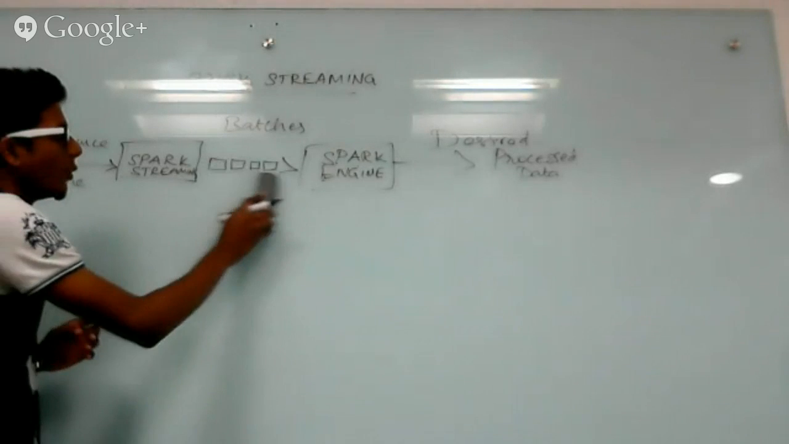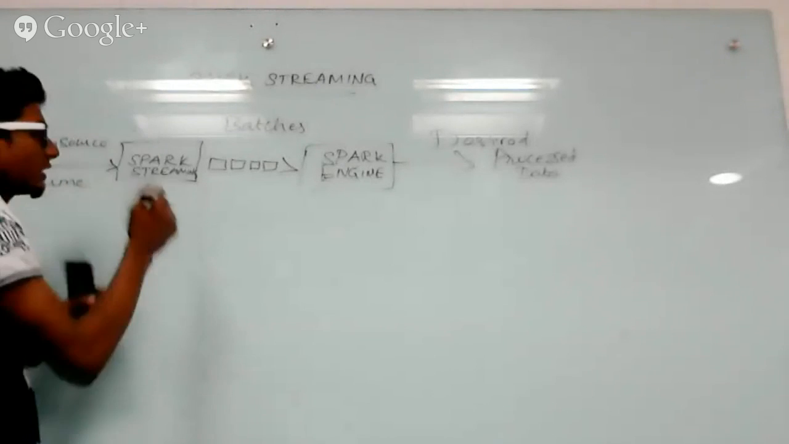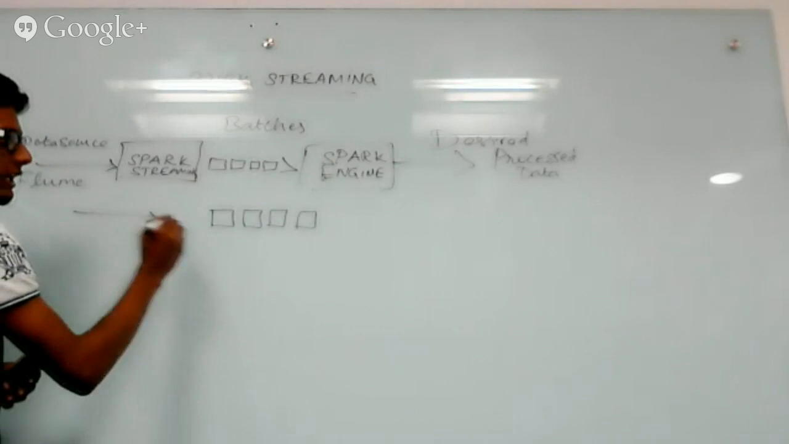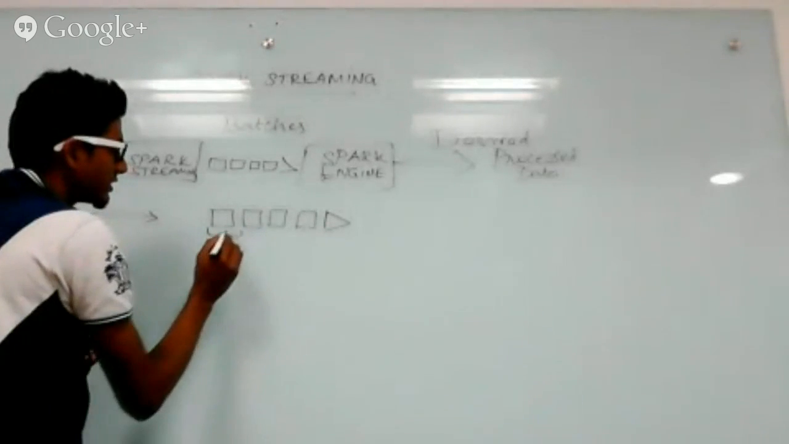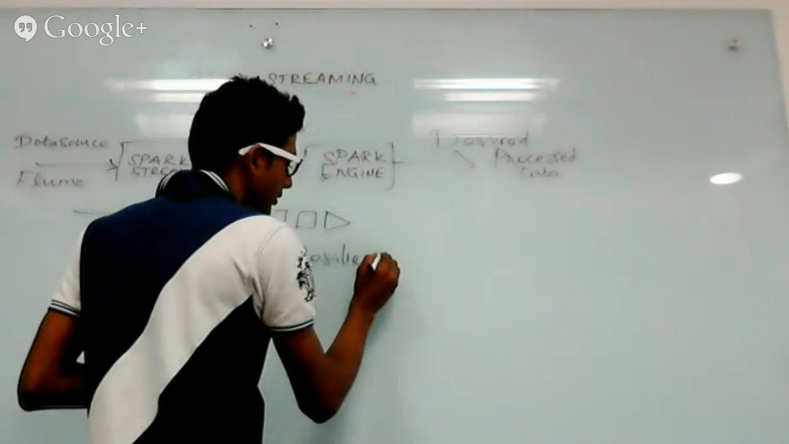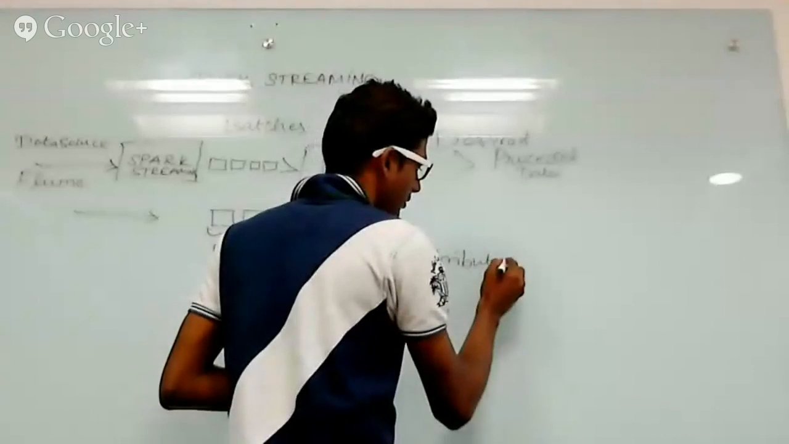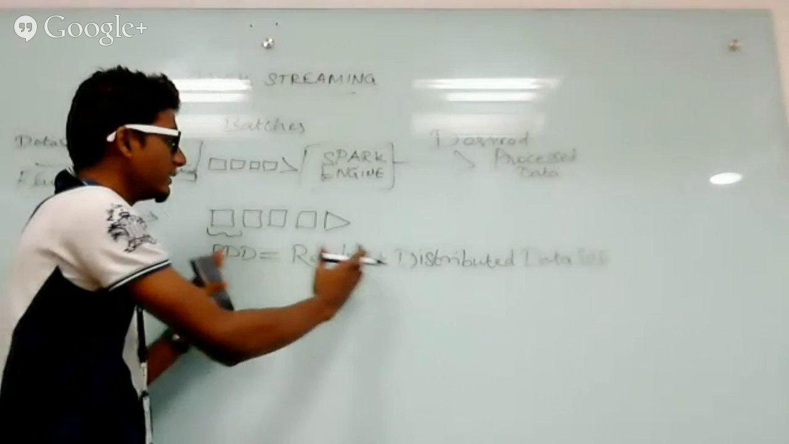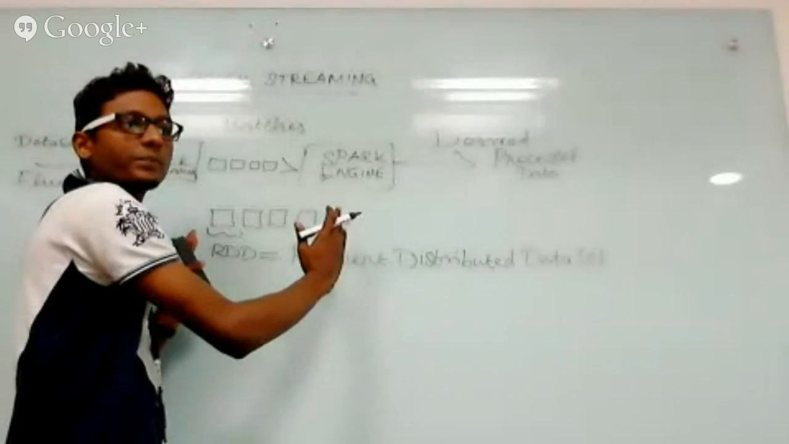So what is the batching process? Your input continuous live streaming data source will be split into small chunks. Your continuous streaming of data will be split into small chunks of data. This small chunk is nothing but an RDD, a Resilient Distributed Data Set. So it gets converted into RDDs. Your batches are just a stream of RDDs. This is how it happens.